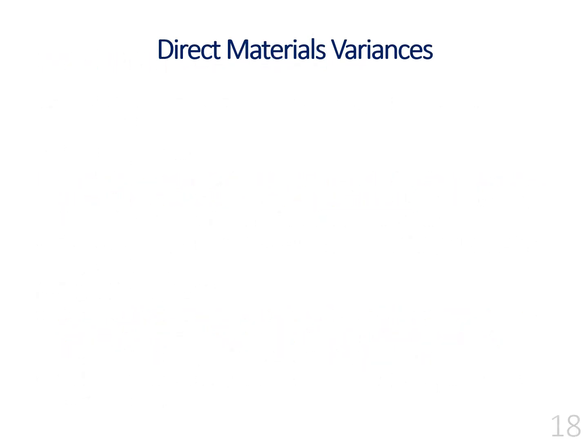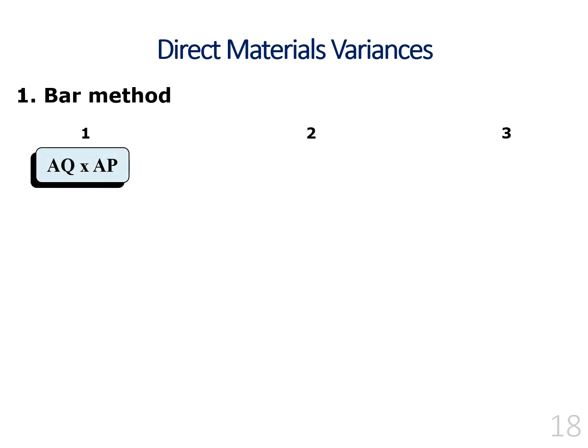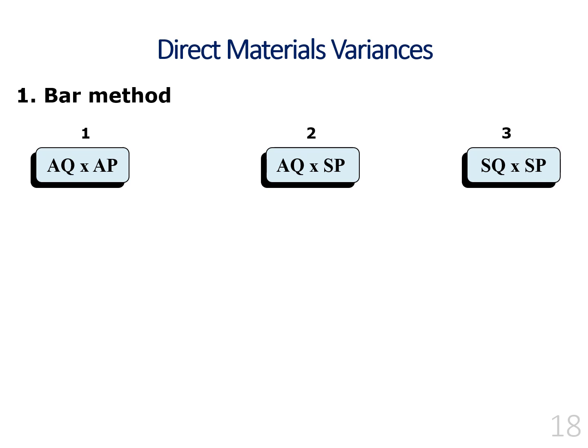There are two methods to calculate the direct materials variances. Firstly is the bar method. The bar method is comprising of three groups. The first group is AQ multiplied by AP. The second group is AQ multiplied by SP. And the third group is SQ multiplied by SP.